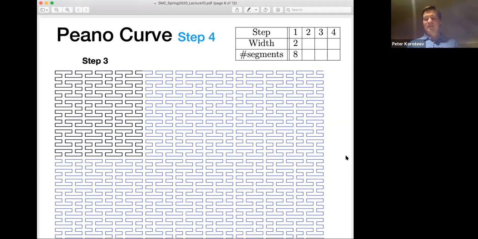That's the number of segments. So how about the pattern for the length? Remember the answers were 2, 8, 26. Can you get a simple formula that describes this sequence? You may try a different base, some different number to the power n.